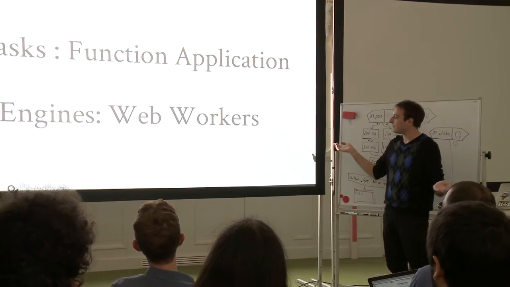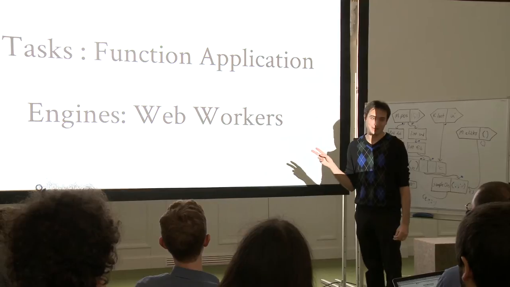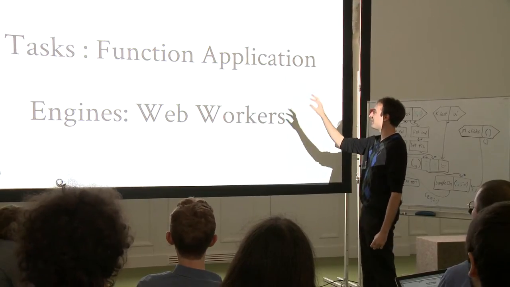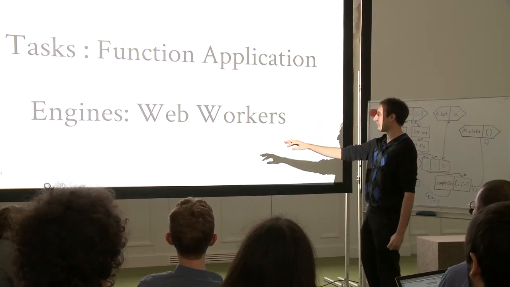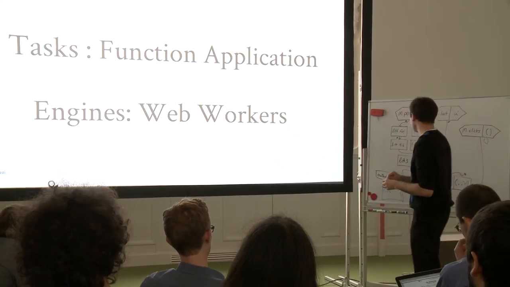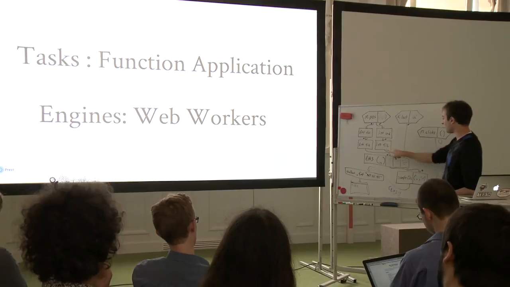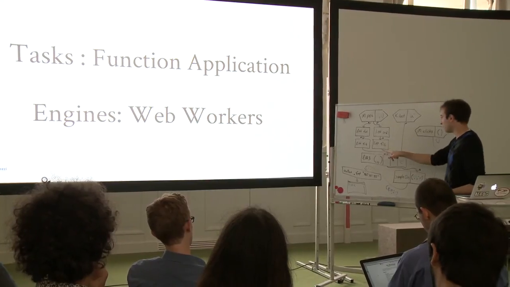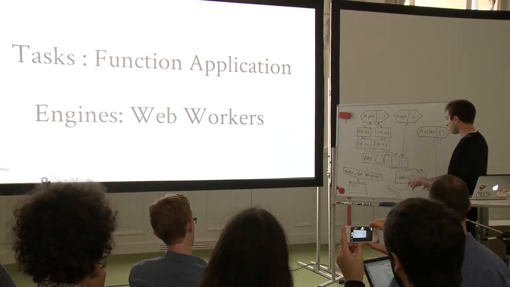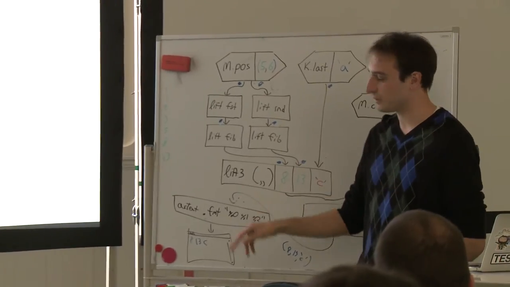So this is what I did. I decided, in version 2 of Liquid Thorium, which I wrote in the past week, that the tasks were going to be function application, and the engines are going to be the web workers, right? So we have our web workers, and then occasionally when we get through this signal graph, this execution, we need to apply Fibonacci to something, or we need to apply first to a tuple, or, you know, do any of these things. This is a big function that gets applied to its input.